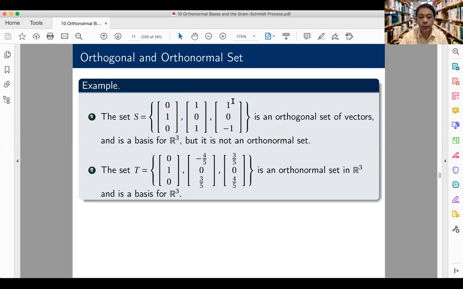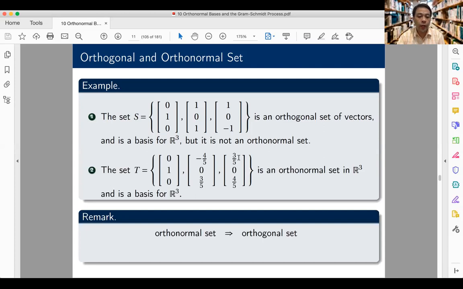So consider this example here. You can verify that this set T is orthogonal, and also, if you get the magnitudes, they are unit vectors. I'm using the term magnitude kasi nasa R3 tayo, and these are vectors in R3, and the magnitude coincides with the norm. So T here is an orthonormal set, and it is a basis for R3.